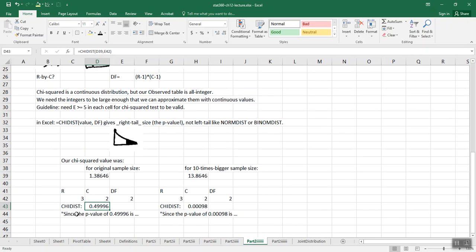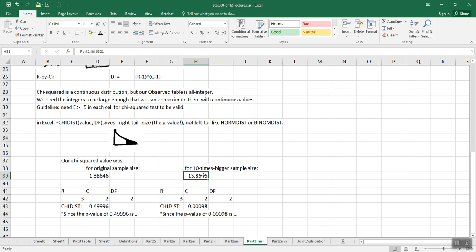So think about how you would phrase your hypothesis test conclusion there. Maybe write it down for yourself. I'm going to pause the video. So you'd say, since the p-value of 0.499 is larger than alpha of 0.05, we fail to reject the null hypothesis. We do not have sufficient evidence that the table shows association.